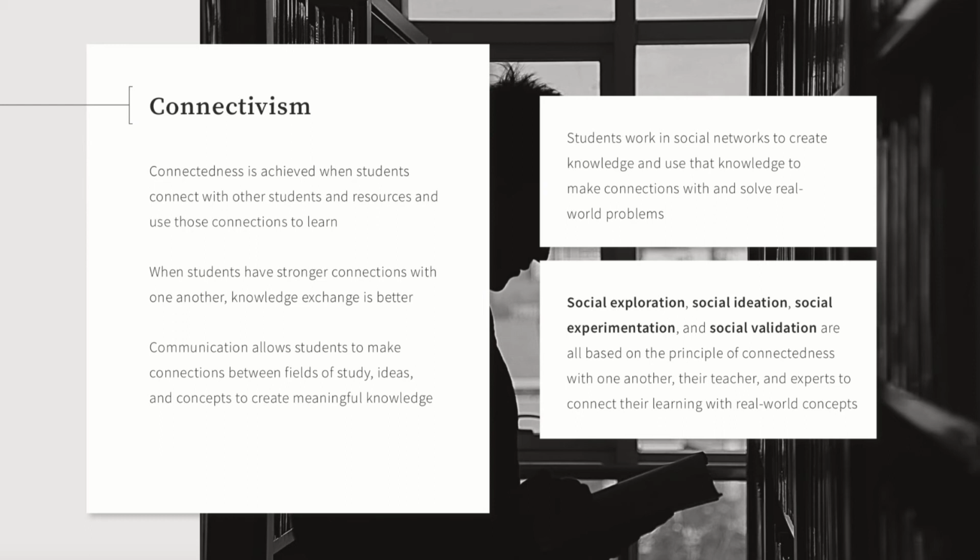before the interaction. The ASLM allows students to make connections between fields of study, ideas, and concepts to create meaningful knowledge. Students gather and assimilate information in their networks to create new knowledge that is shared among the group members. Using the ASLM, students work in social networks to create knowledge and use that knowledge to make connections with and solve real-world problems. Social exploration, social ideation, social experimentation, and social validation are all based on the principle of connectivity.